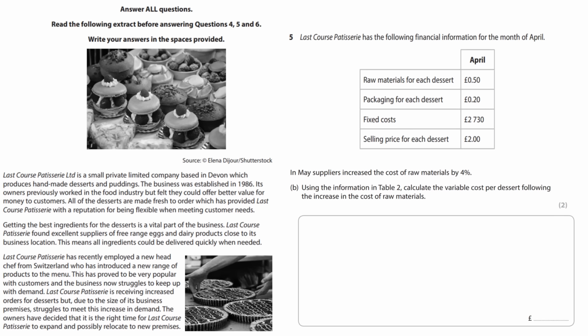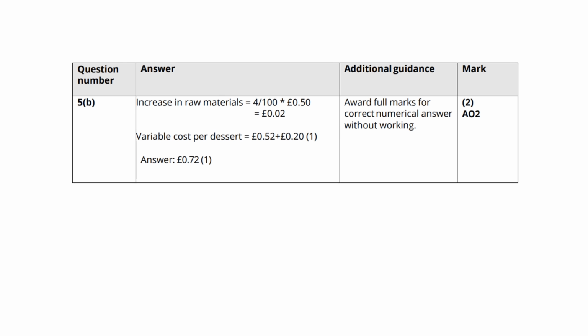Another calculation question. In May, suppliers increased the cost of raw materials by 4%. Using the information in Table 2, calculate the variable cost per dessert following the increase in the cost of raw materials. You should put the video on pause now. So you can see the workings, and the answer is 72p.